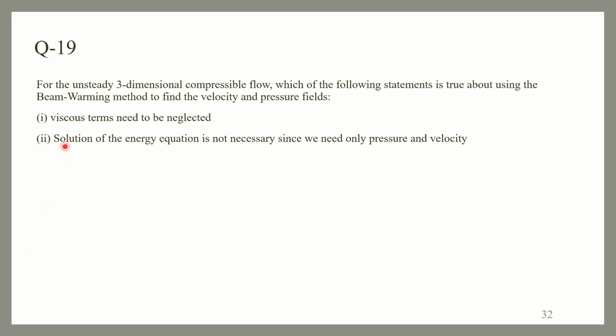So both 1 and 2 statements are false. So option A is wrong, option B is wrong, option C is wrong, option D is the right answer, because we can say that it is neither 1 nor 2. Both the statements are false. And we go to question 20.